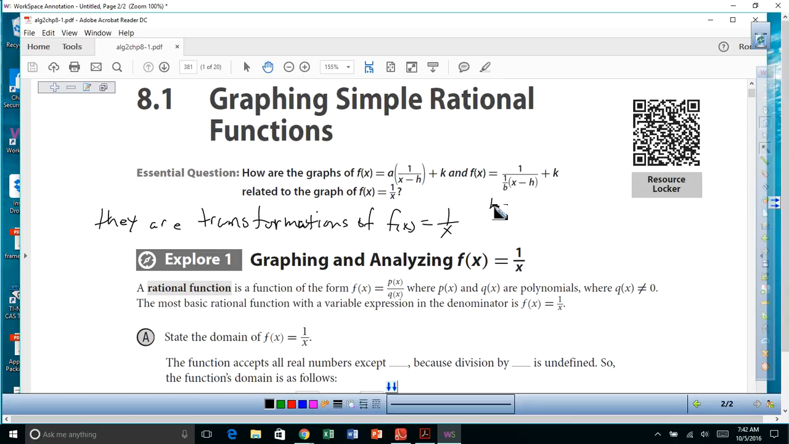Remember that h is always the horizontal, left or right. K is always the vertical, up or down. And then the a will either stretch it or compress it vertically, and the b will either stretch it or compress it horizontally.